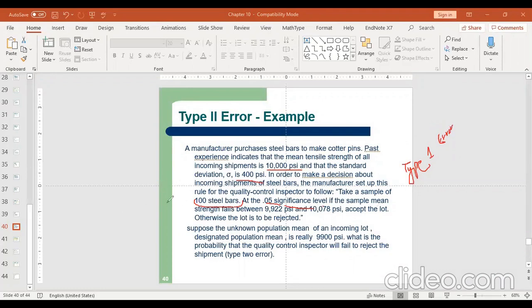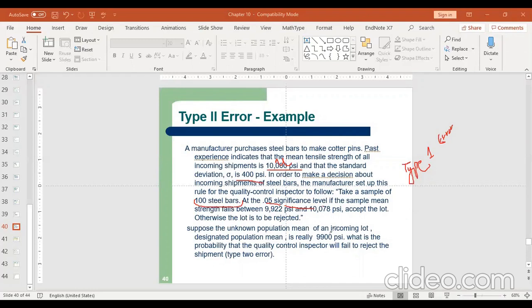Then if the sample mean strength falls between 9,922 psi and 10,078 psi, accept the lot, otherwise the lot is to be rejected. So these are two cut points on the diagram. This is the population mean, which is mu. So we will see how to draw this information on a normal curve.